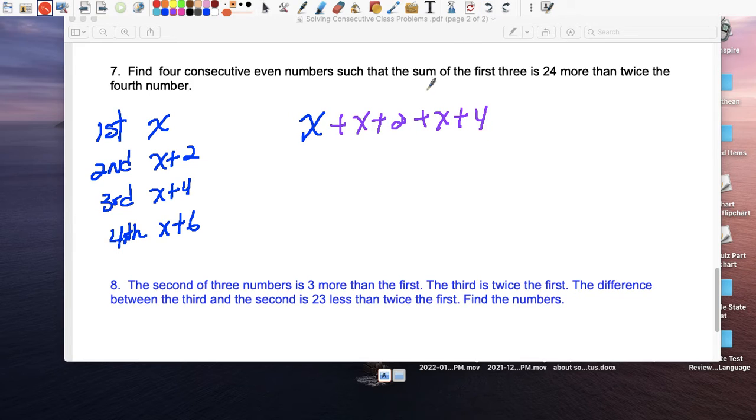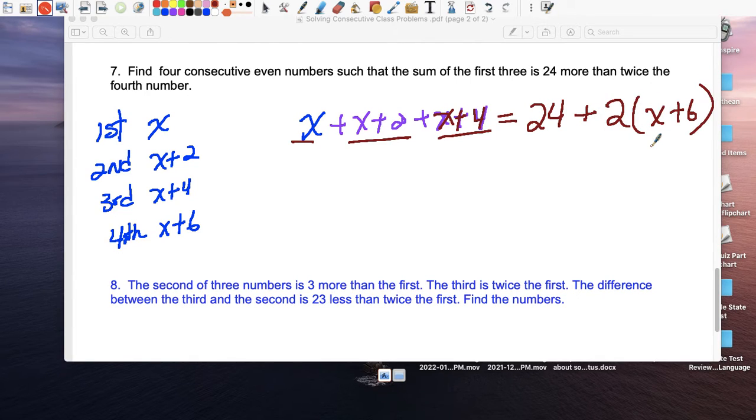So why do a second, same step? Redundant. So first even number plus a second even number plus a third even number, x plus 4. So find such that the sum of the first 3 equals 24 more than twice the fourth number. And the fourth number is x plus 6. That's your equation.